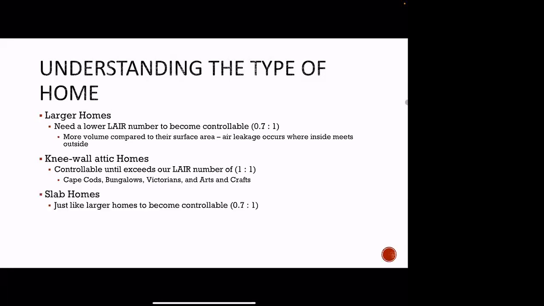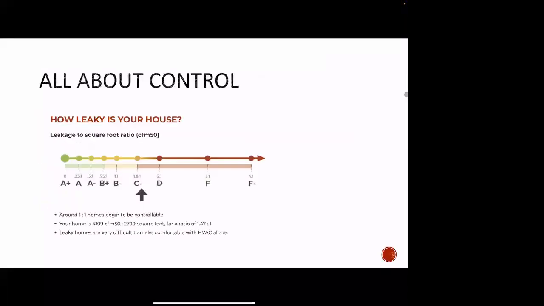And then slab homes. So just like larger homes, they should be a little bit lower on our layer ratio, our layer number, because they got a slab underneath them. So they don't have those leaks on the bottom. So they should be tighter, and they usually are tighter. So it's all about control.